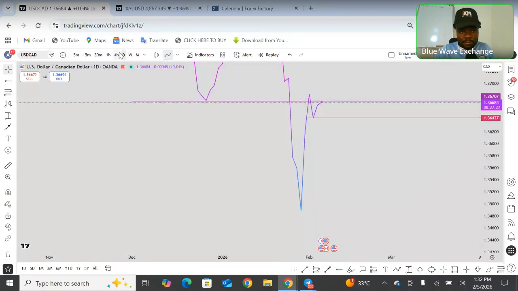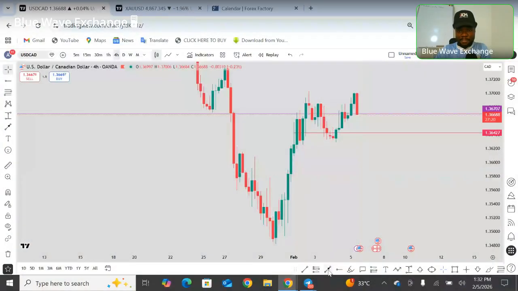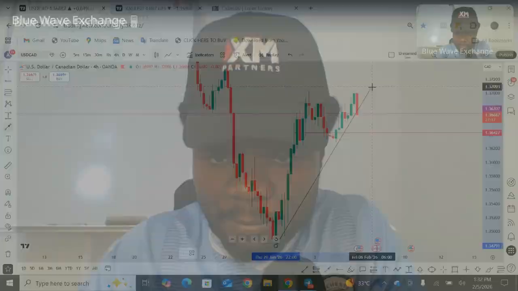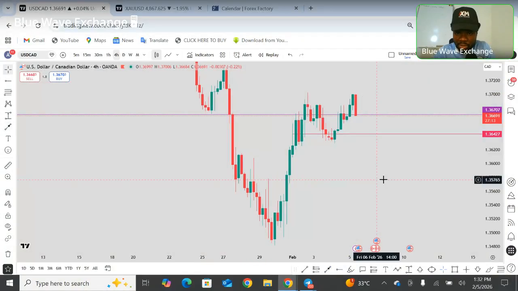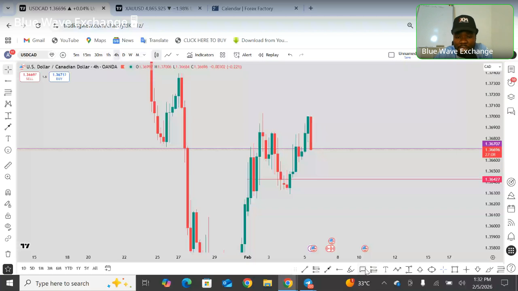Moving to the H4 time frame. What's the H4 trend? The trend is an uptrend. So the chances are that price can retest over here and you get a continuation. So let's see if you can get a buy setup, a buy entry.